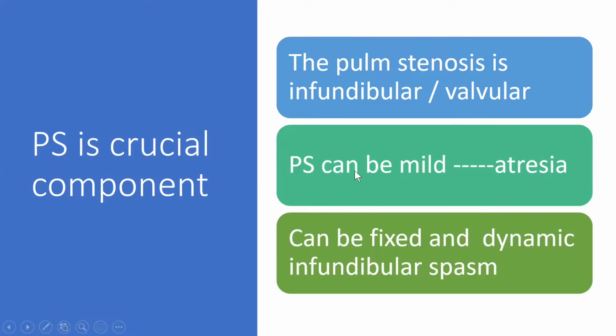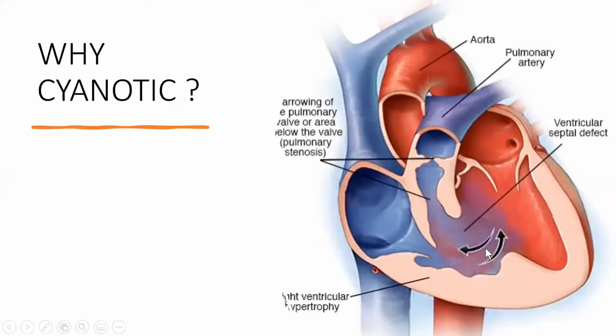So all these three facts about PS are very important to us. One is it can be infundibular or it can be valvular. It can be mild or it can be completely blocked, and it can be fixed or it can be dynamic. Now, very important concepts. This is a very, very important slide in the understanding of a Fallot.